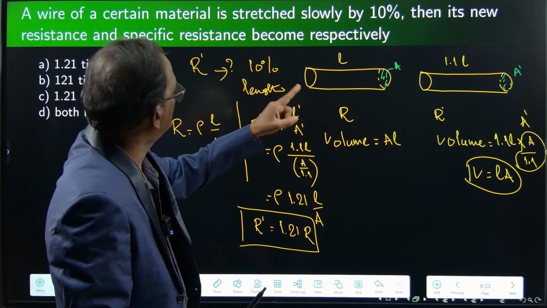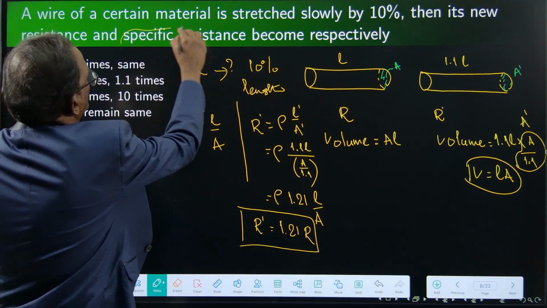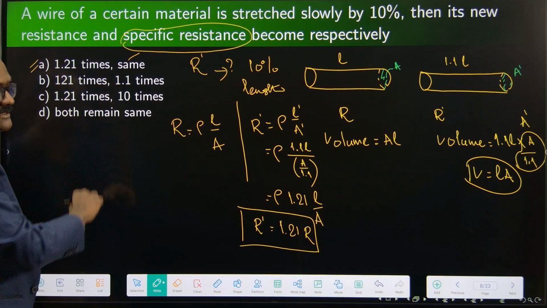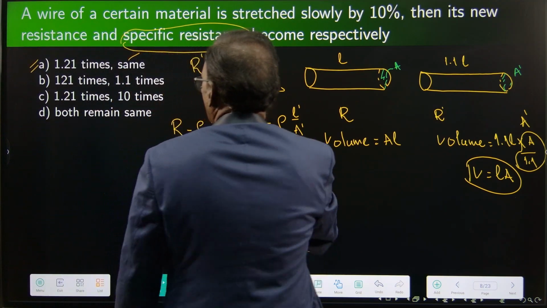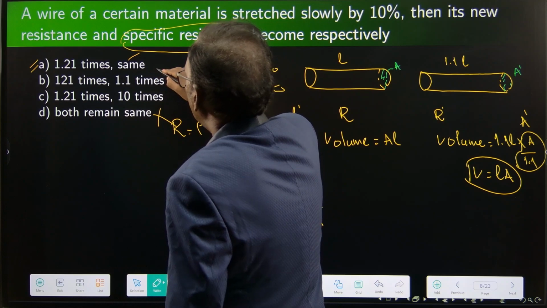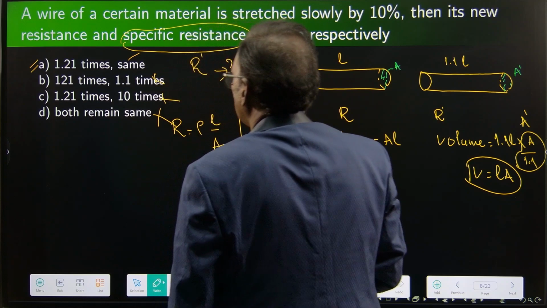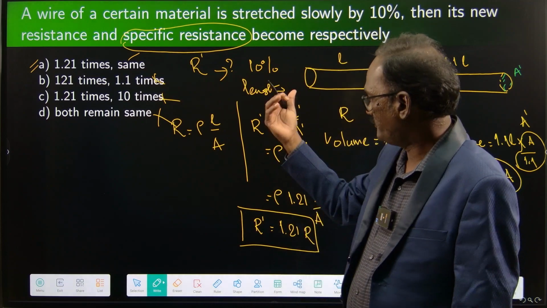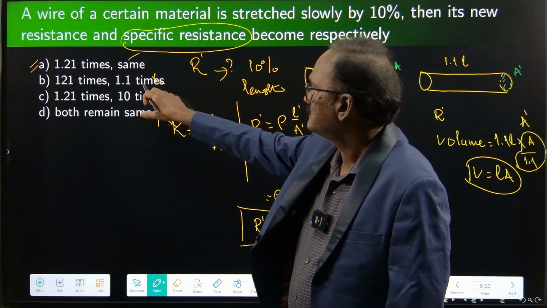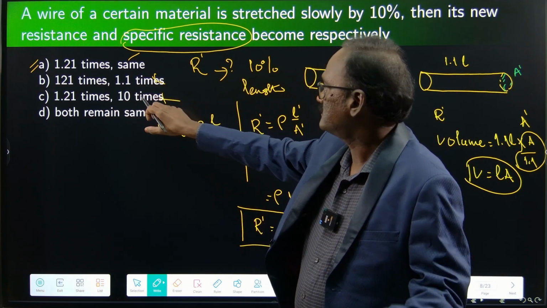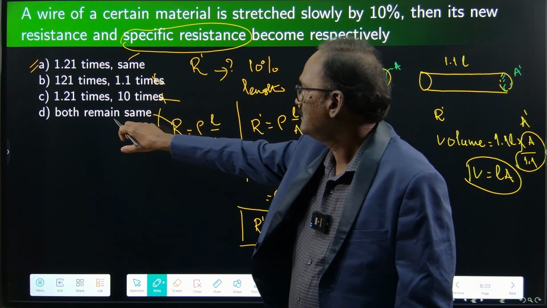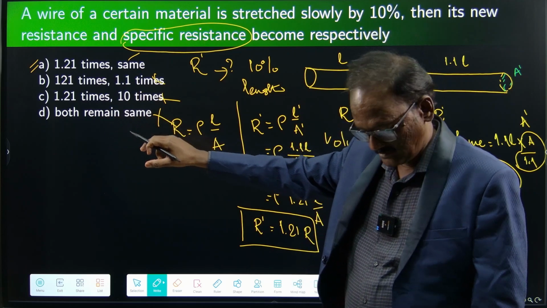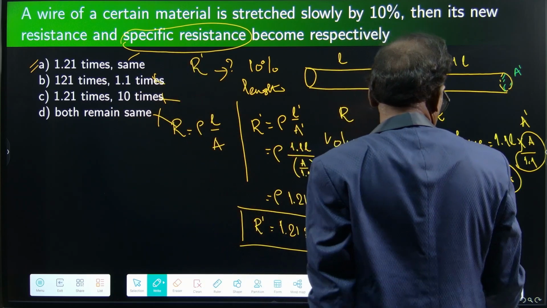Two questions are asked, right? Certain material stretched slowly, then its resistance and specific resistance. Specific resistance won't change, it is constant, same. So option A is the correct answer. Both remain same, wrong. 1.1, this is also wrong, right? Logically, you can answer it without making any calculation. Rho can't change. Both remain same. Resistance will change. They can't be the same. So the only option is A.